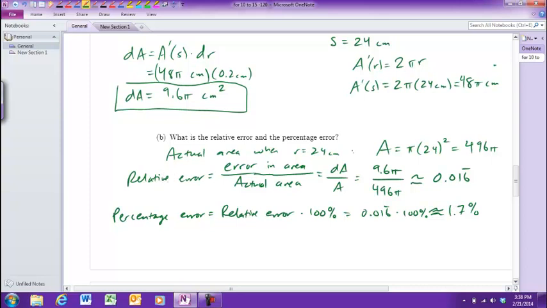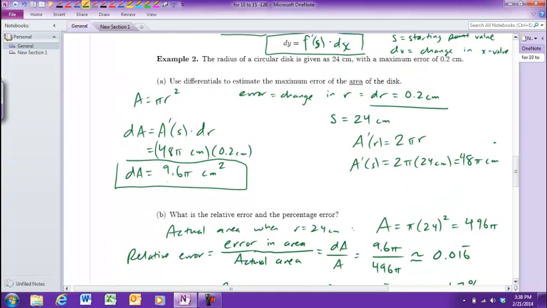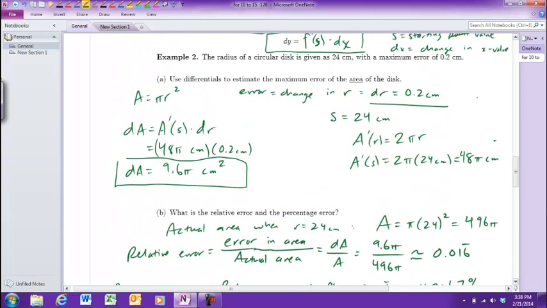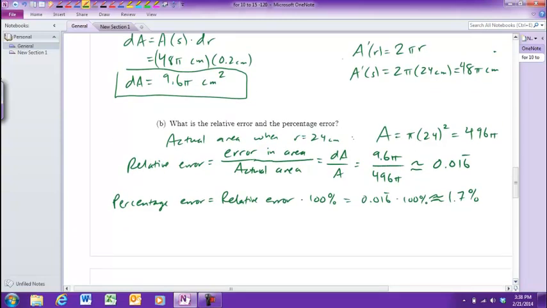Why do we care about this? The idea here is that an error of 0.2 centimeters might not be that big of a deal for something with 24 centimeters radius, but it might be a bigger deal if the radius was smaller. So how do we get a sense of how important that error is? You calculate the relative error or the percentage error.